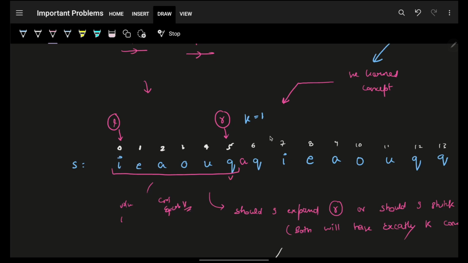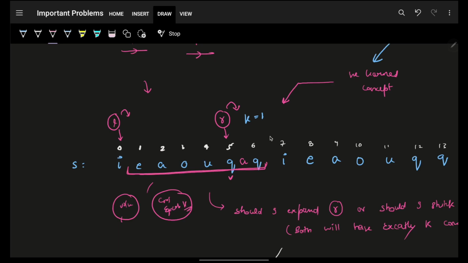Now, the task is what you will do. Can you expand or will you shrink? That's the question. If I expand it, it will become like this. Again, the vowel condition is satisfied, and the consonant count is also exactly k. But if I shrink it, you might say, Aryan, now it is not valid.